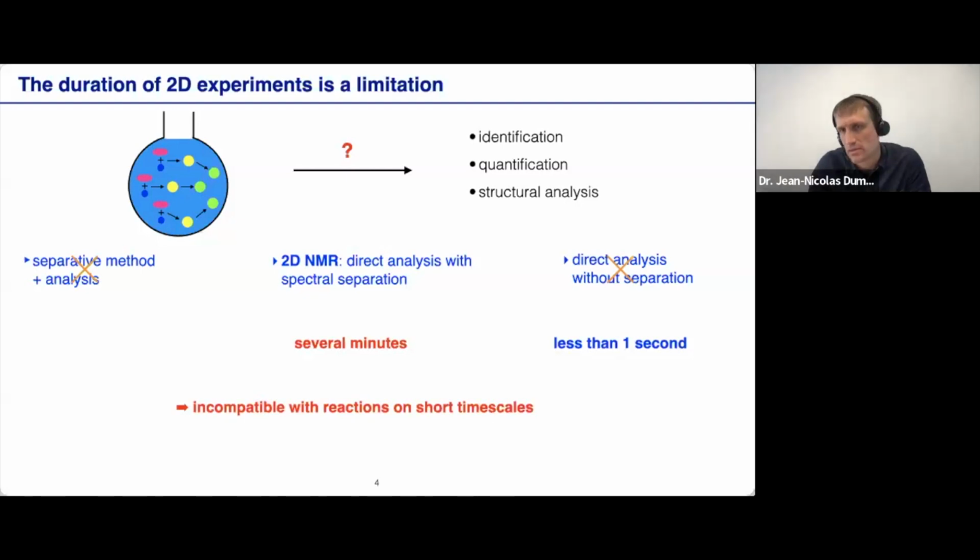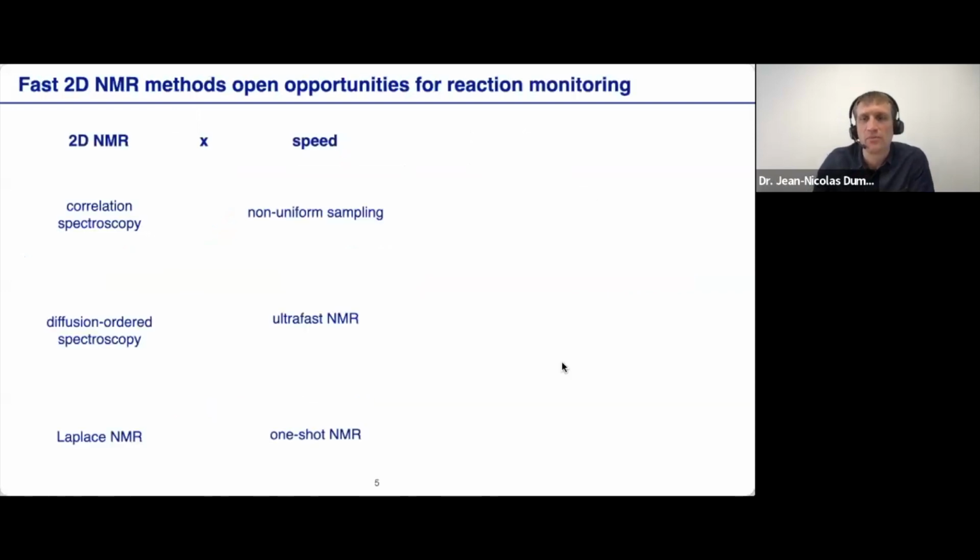And this is one of the motivation that has driven the development of an array of fast multidimensional and fast two-dimensional NMR methods that have now become rather mature and have been used for an array of applications. So there are different strategies such as non-uniform sampling of the indirect time dimension or ultrafast NMR based on spatial parallelization, accelerated coherence transfer pathway selection that can be combined with different 2D methods such as correlation spectroscopy, diffusion order spectroscopy, Laplace NMR, with a number of successful applications.